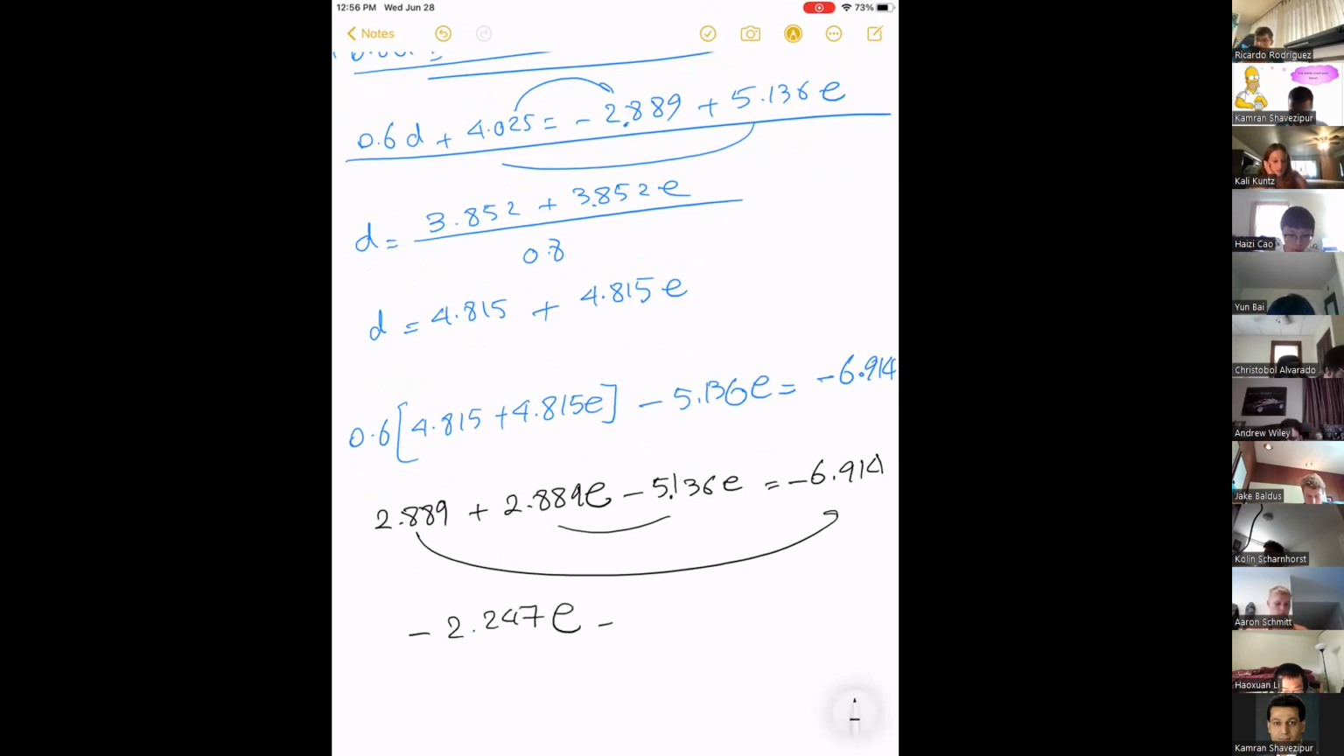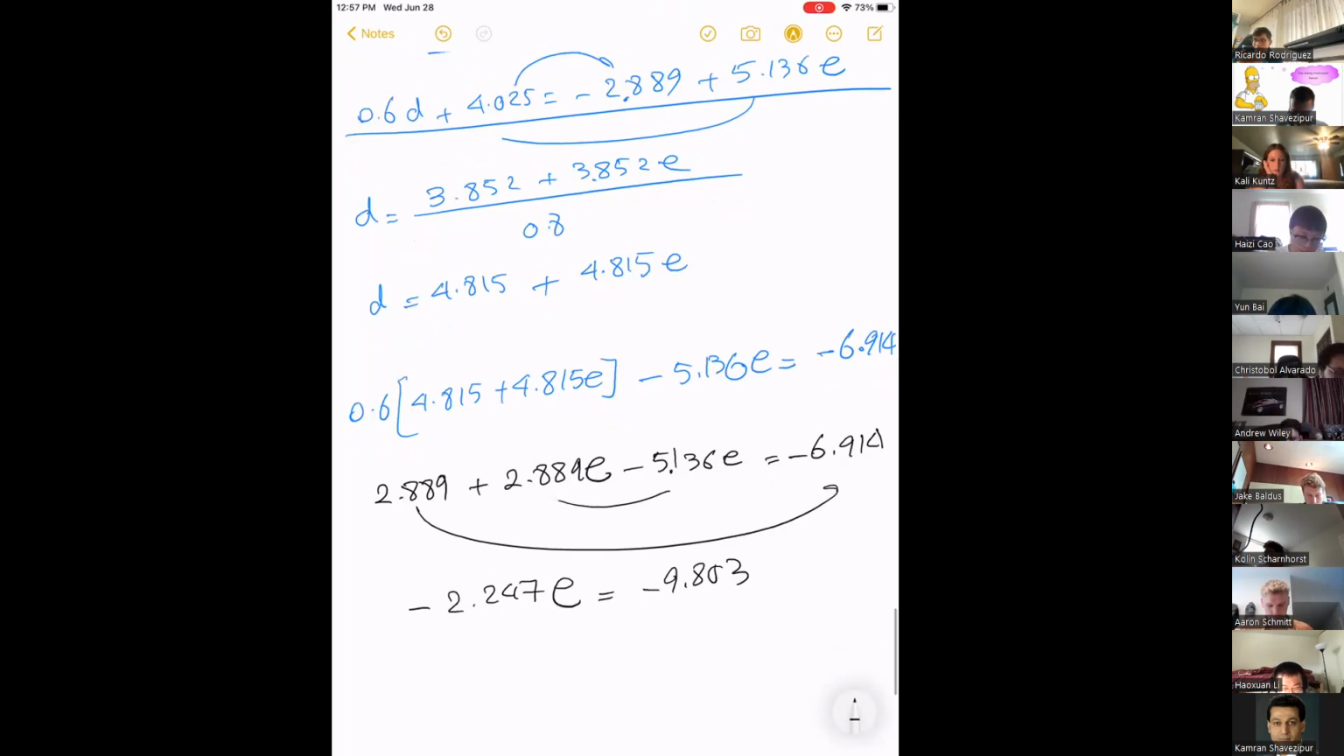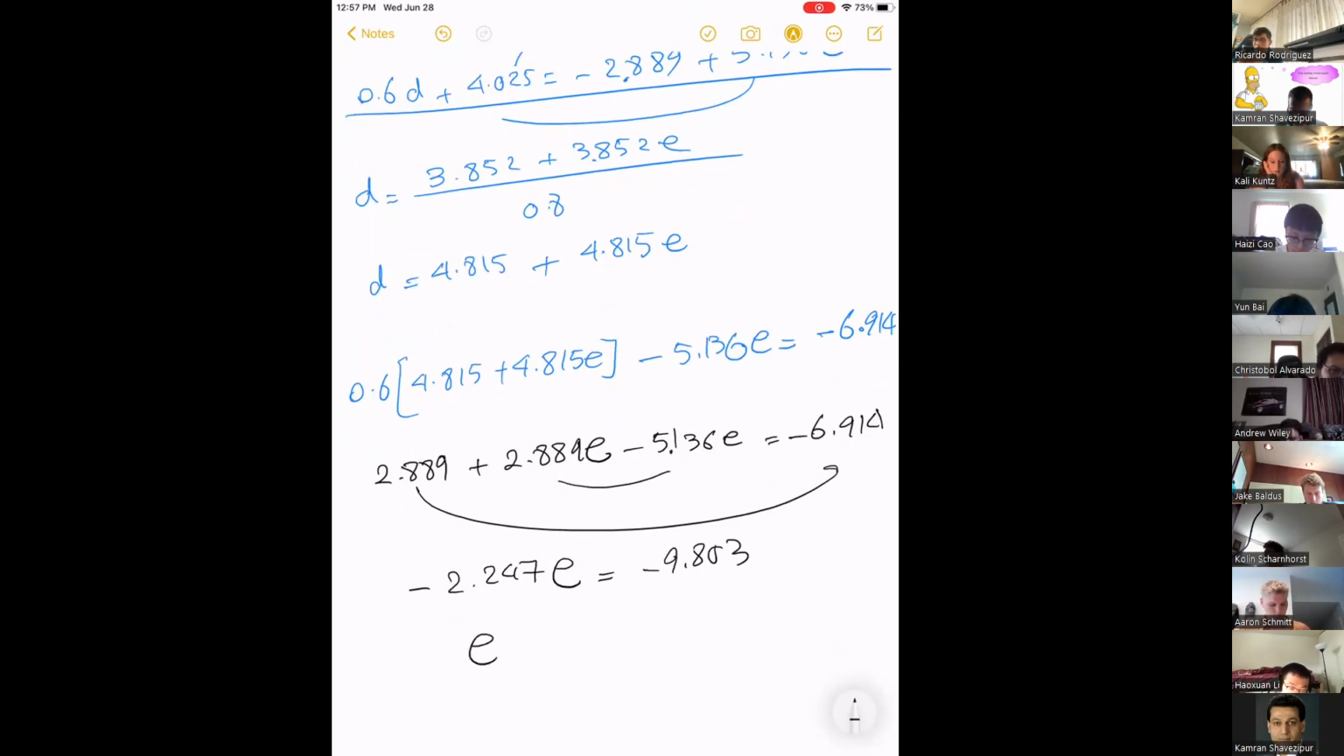E, yeah, this doesn't look right because E shouldn't be bigger than 1, and we're going to get E bigger than 1. Minus 6.914 minus 2.89. It's going to get minus 9.843. So your E becomes bigger than 1, which doesn't look right. We may have done some mistakes.